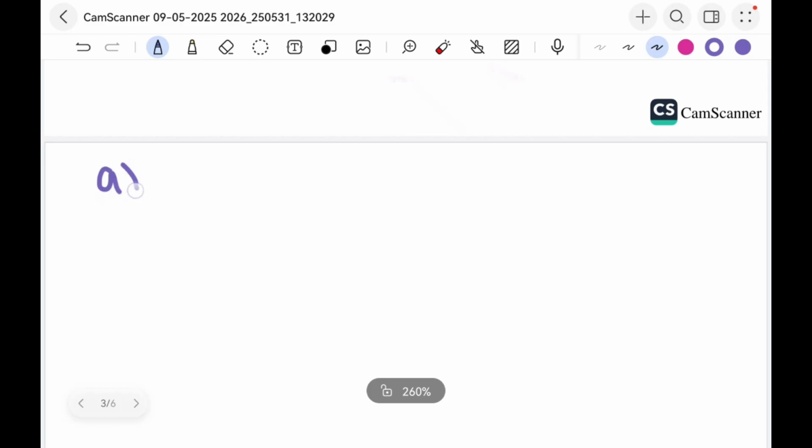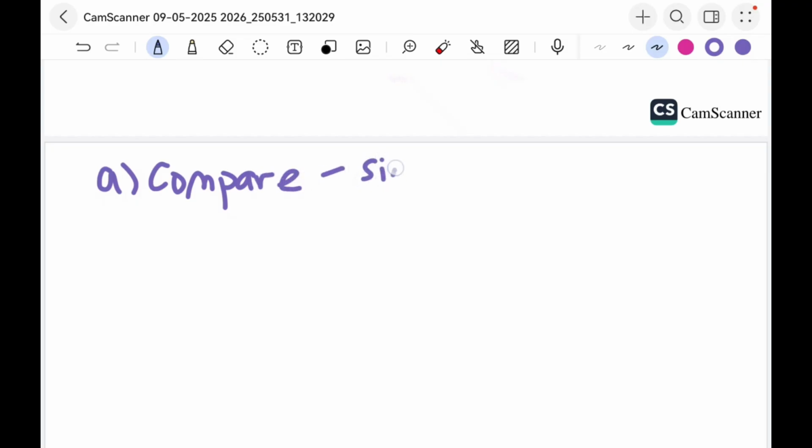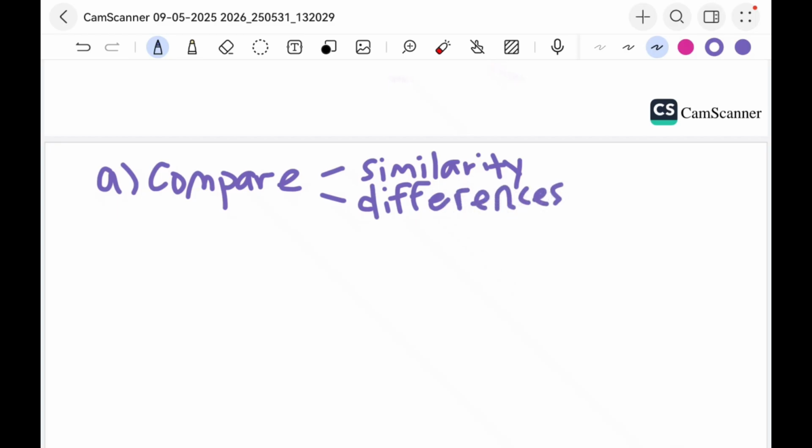So for question A, compare. So compare, you can look at a few ways. You can compare to see the similarity, or you can compare to talk about the differences. So of course, if you can, try to give both, but it depends on the table data as well. Sometimes you can only look for similarity, some you can only look for difference, but since it's a 2 mark, make sure that you have 2 points.